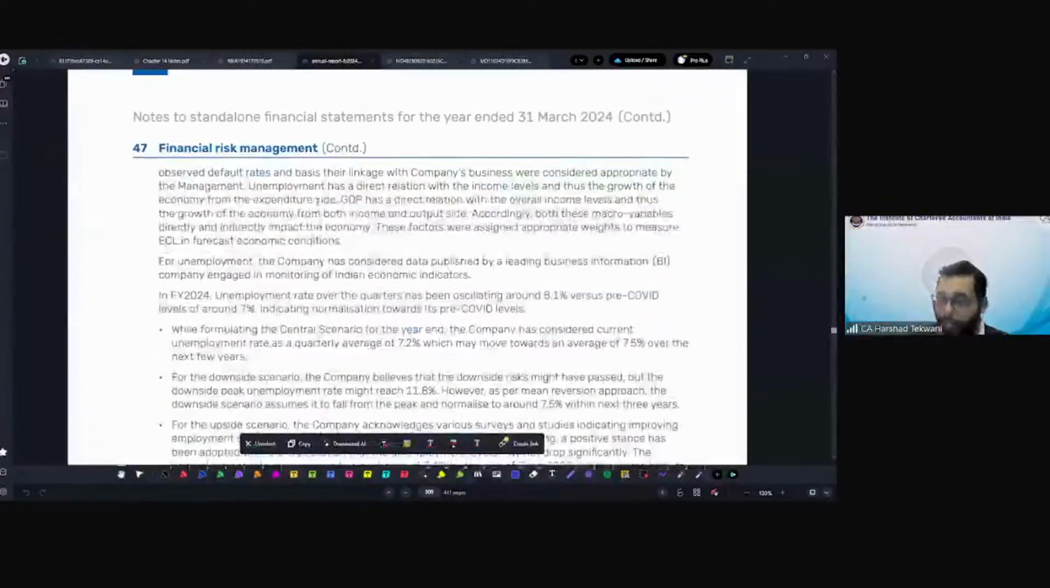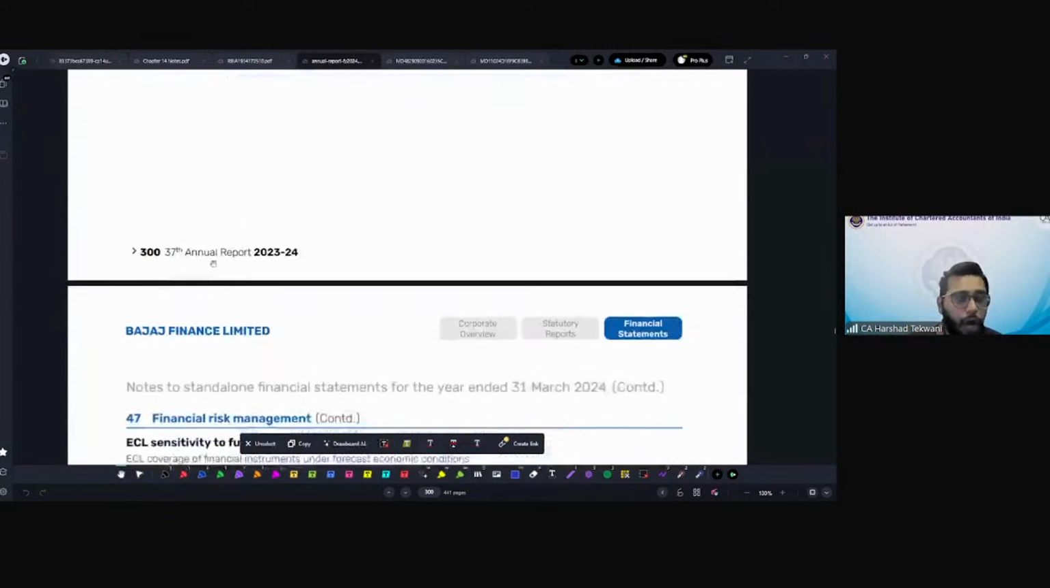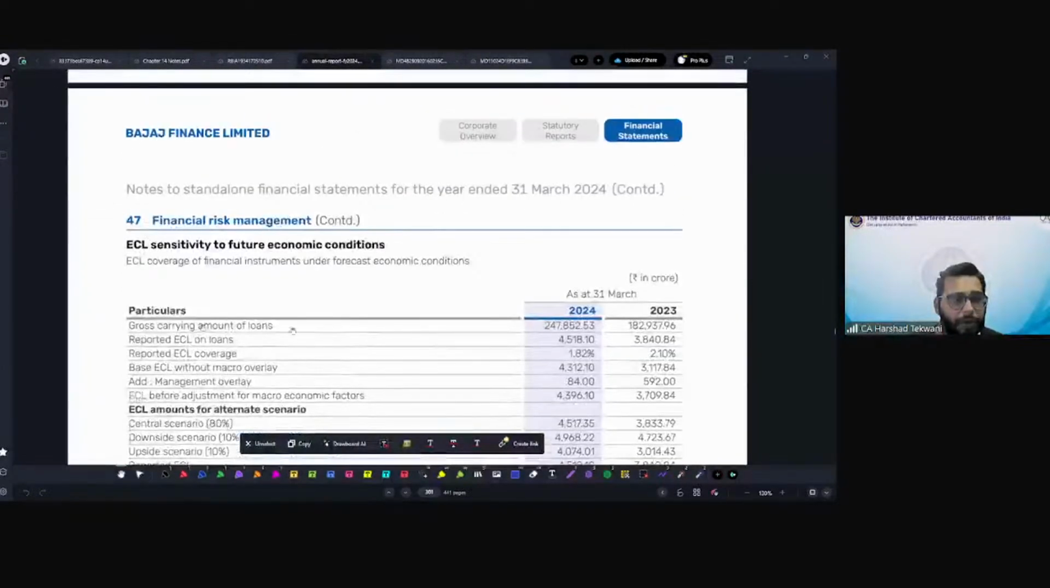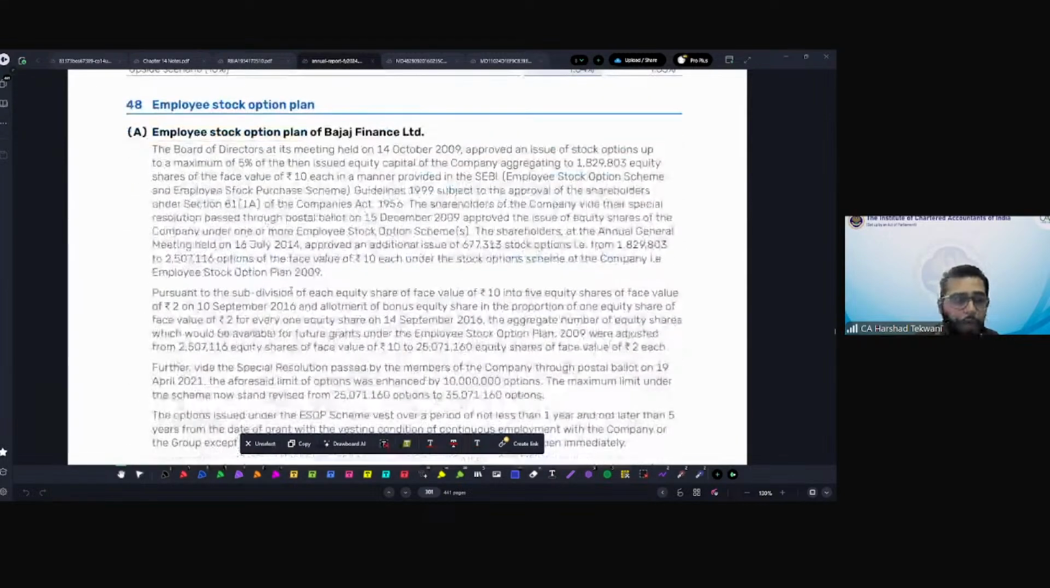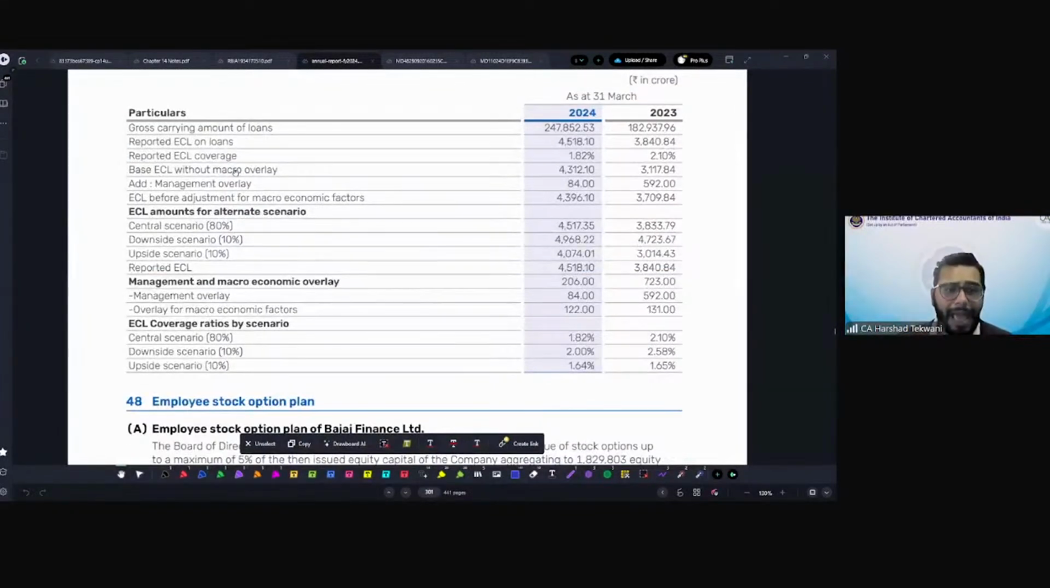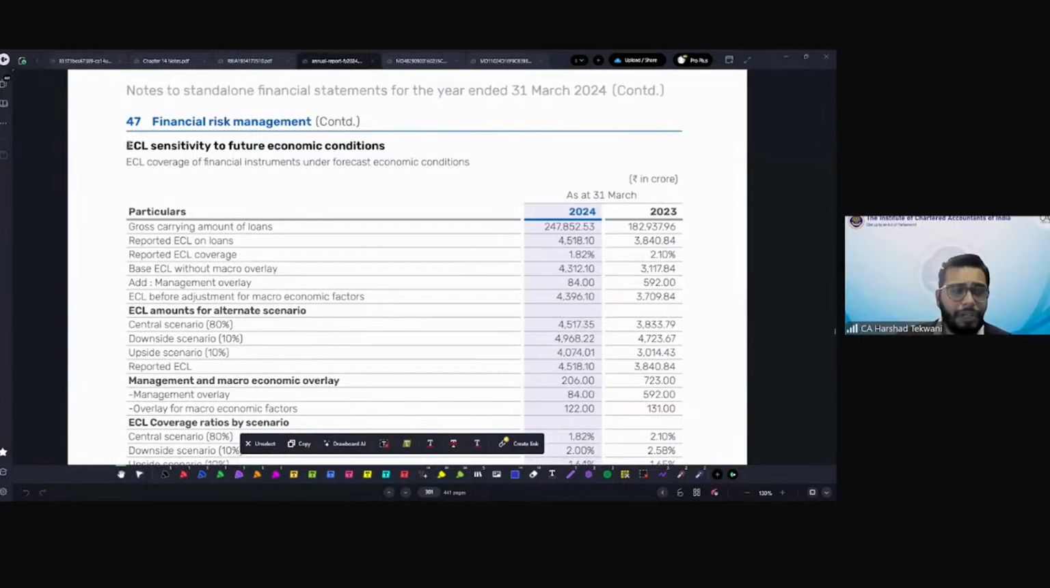These are the disclosures that are required to be done. Tomorrow, if I remove a particular disclosure from here, and you are not aware of the ECL related disclosures, then you will never come to know that a particular section is missing. Let's say, as a hypothetical example, I remove as management this section, ECL sensitivity to future economic conditions.